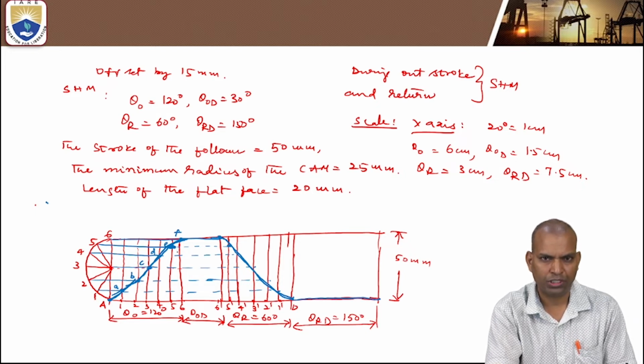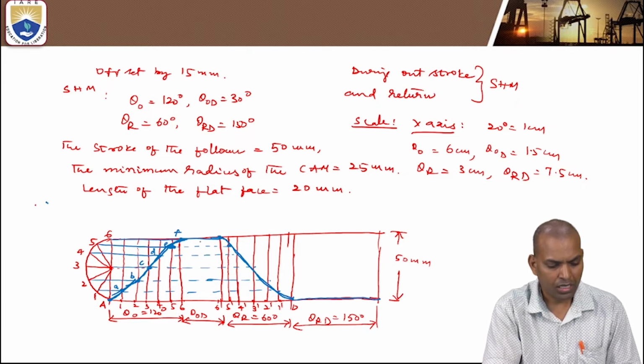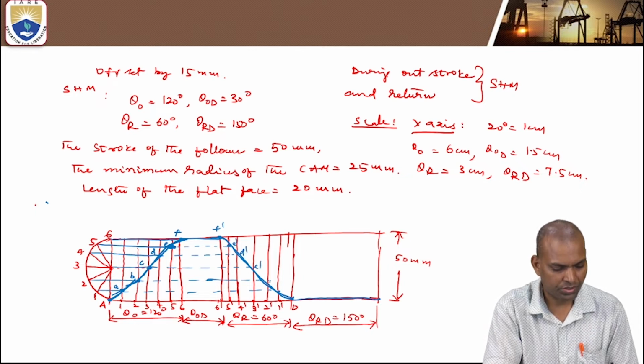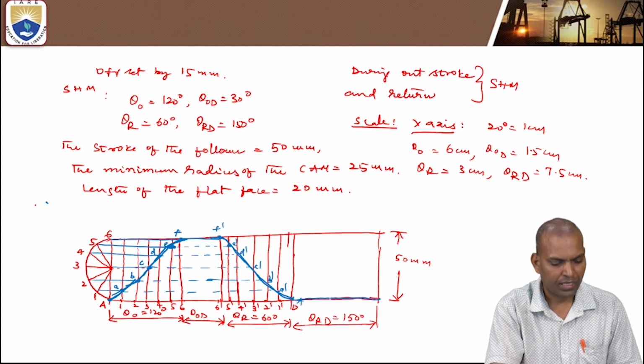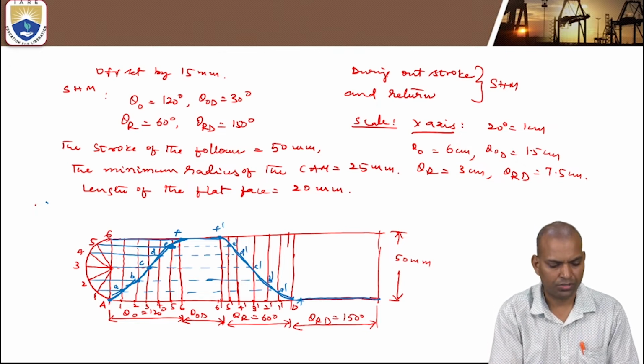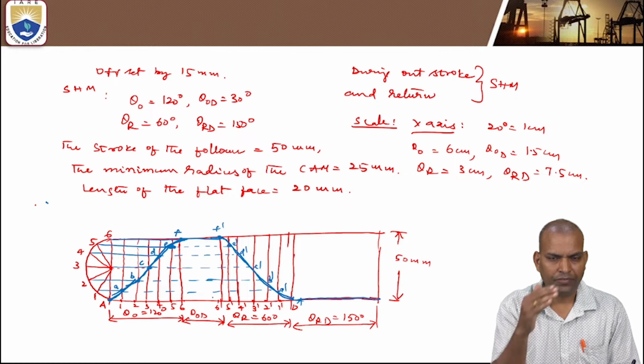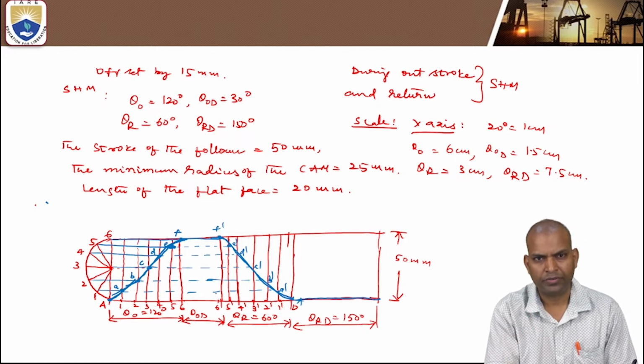By adding 20s, it goes from A, B, C, D, E and F. And during return, the same points, E dash, D dash, C dash, B dash, A dash and A. So during the return stroke, it goes down. That return stroke indicates from 6 dash. After that comes the dwell, which means there is no motion of the follower.